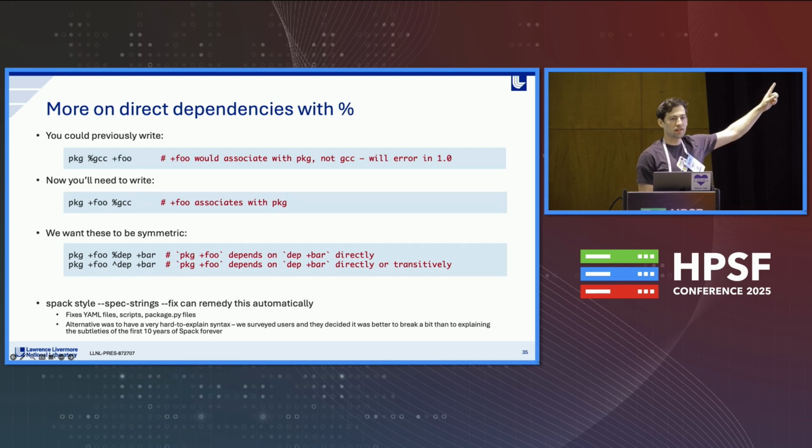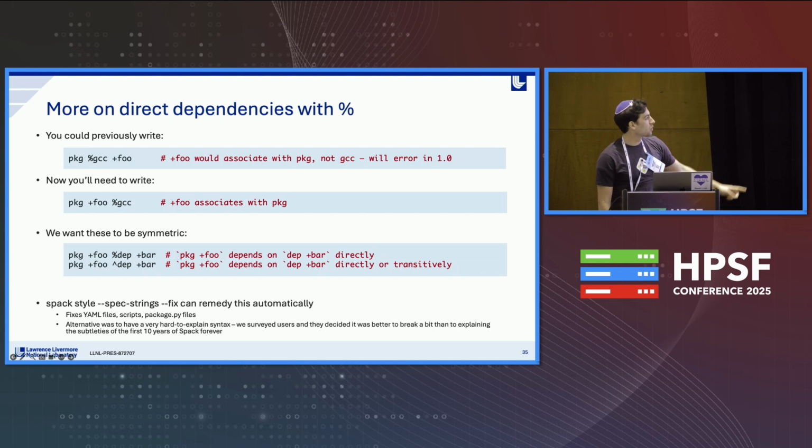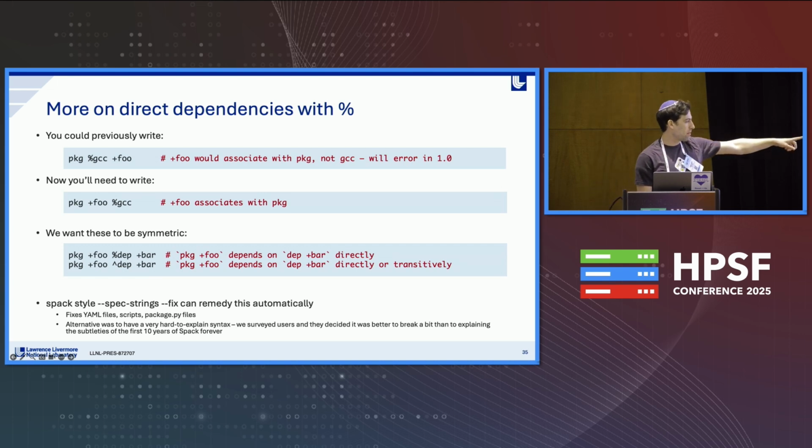Getting an error is the best case scenario here, because if both packages have the same variant name, you'll just silently build with a gcc built with that variant. So you're going to need to reorder these. And we have a Spack style command in the current version that you can use to fix this in YAML files, package.py files, etc.